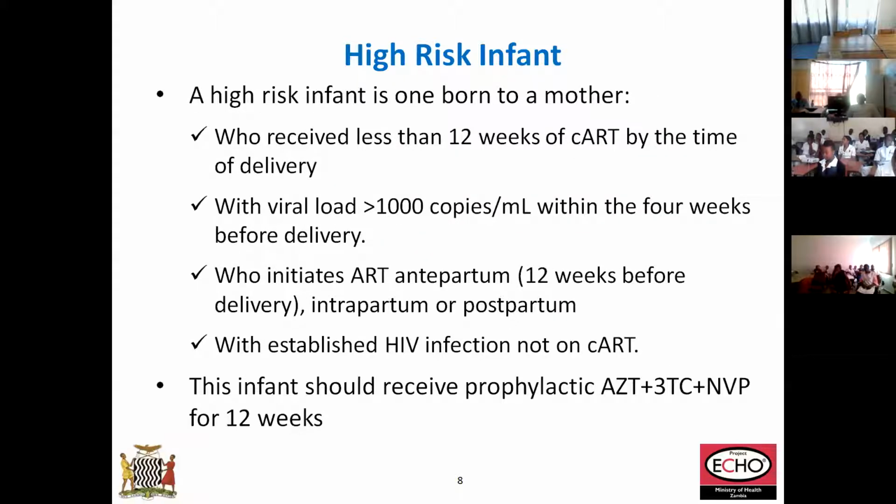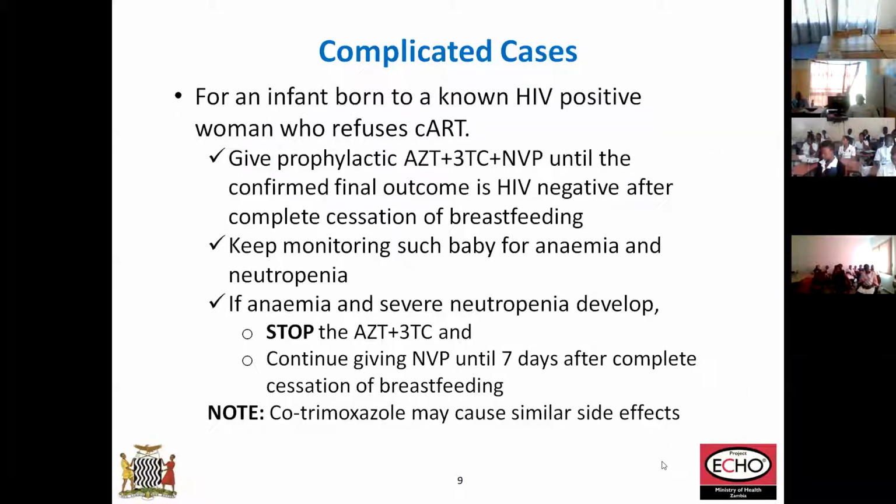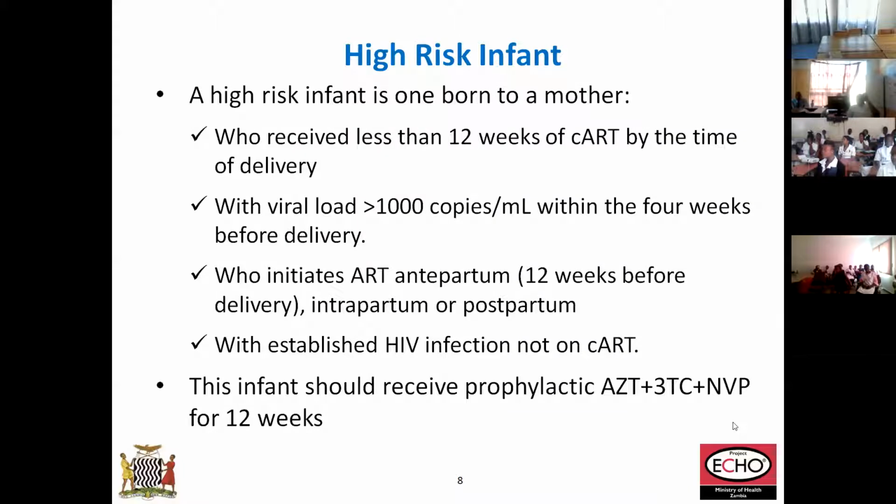Okay, so a high-risk infant is defined as one born to a mother who received ART or CART less than 12 weeks by the time of delivery, and the viral load is more than 1,000 copies within 1 to 4 weeks before delivery. Or the mother initiates ART antepartum less than 12 weeks before delivery, similar to the first point. Or if the mother initiates ART intrapartum or postpartum, such a baby is defined as high risk. Or the mother has established HIV infection not on CART. Such an infant should receive prophylaxis for 12 weeks.